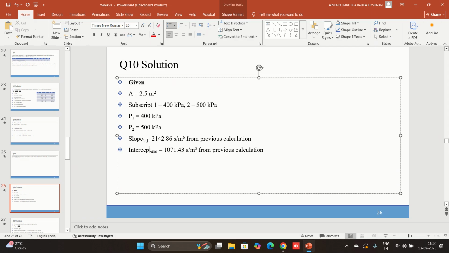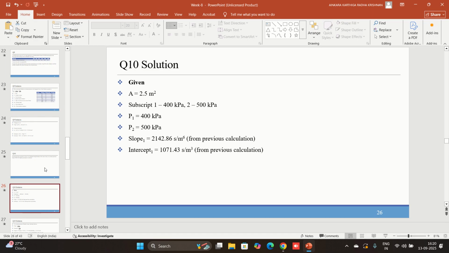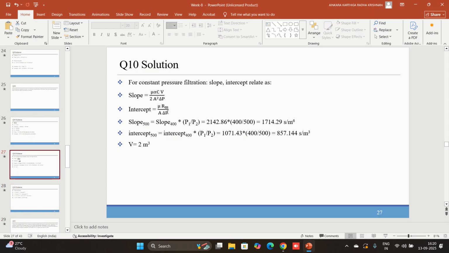So slope 1 and intercept 1 are therefore 2142.86, which we calculated from the previous problem, and the intercept is similarly 1071.43, which again we calculated from the previous problem. From the previous question's calculation we can find this. So now we have to first find the new slope and the new intercept.